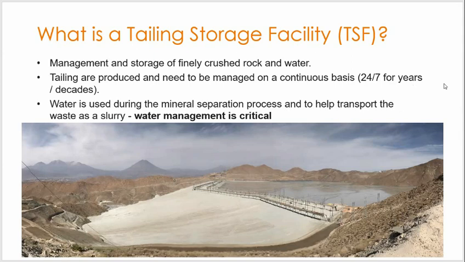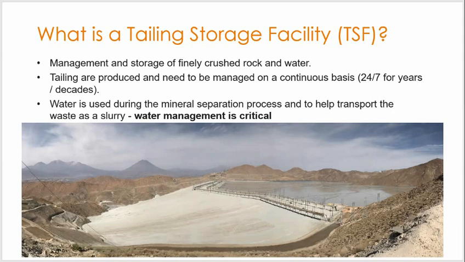And as I mentioned, water is a huge component of all of this. Water is used at the concentrator, and water is used to help transport the tailings because it's pumped as a slurry. And so managing the water is critical in an environment like this particular site in the desert in Peru. Water is scarce, and so it's really important to minimize losses in terms of evaporation, seepage into the dam foundation, and various other components.